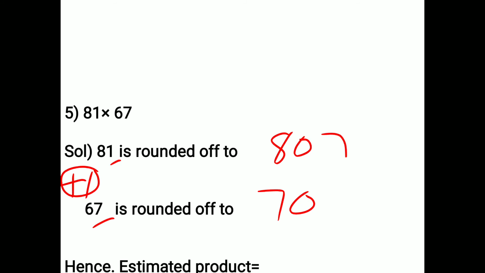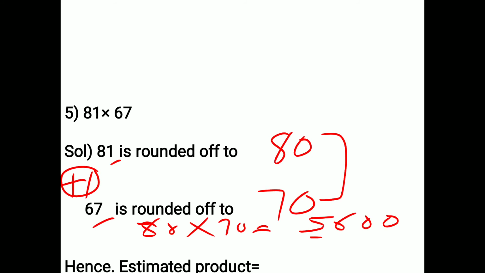Now what do I do? I multiply these two numbers. 80 into 70. What answer comes? 8 sevens are 56 and 0 0. So the estimated answer is 5600. Clear? So you write this answer only. Now we do the sixth part.